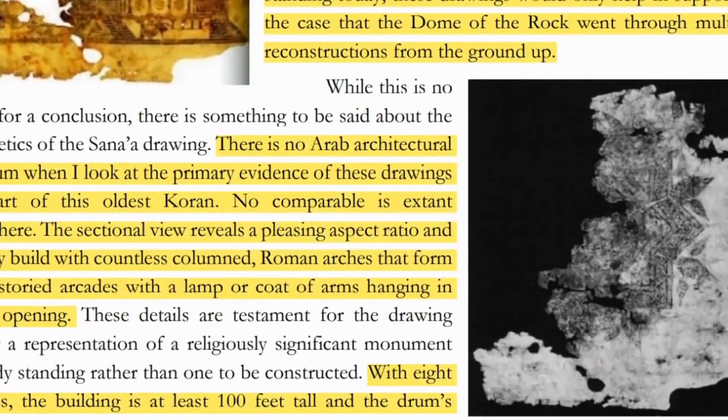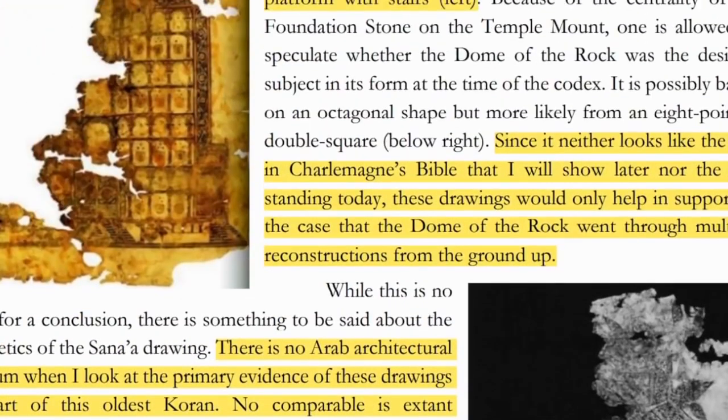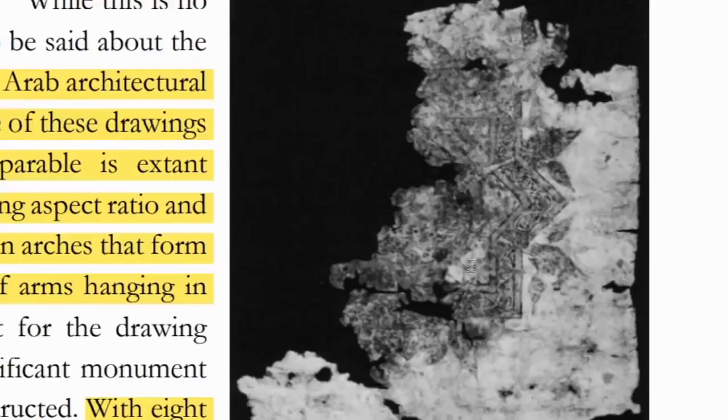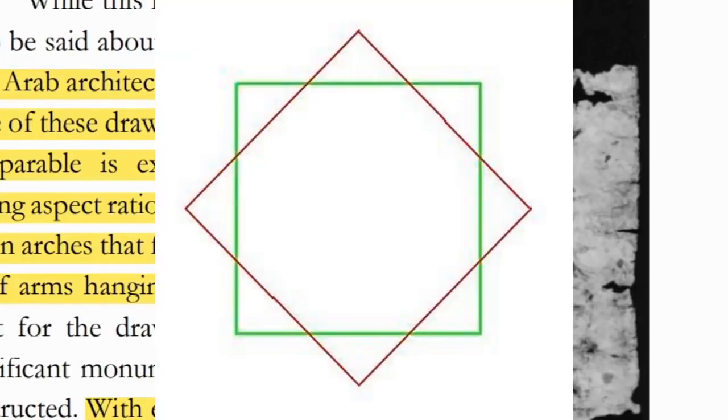He spoke about it being a double square. Now I don't know if you can make that out, but if you imagine a square there and then another square off it, does that make sense? Two squares off center from each other.